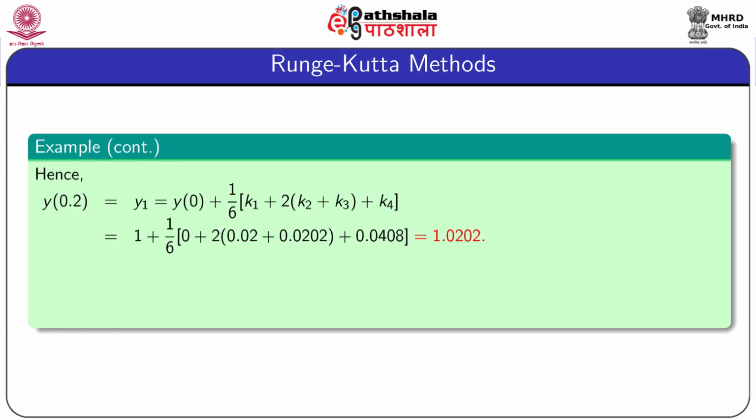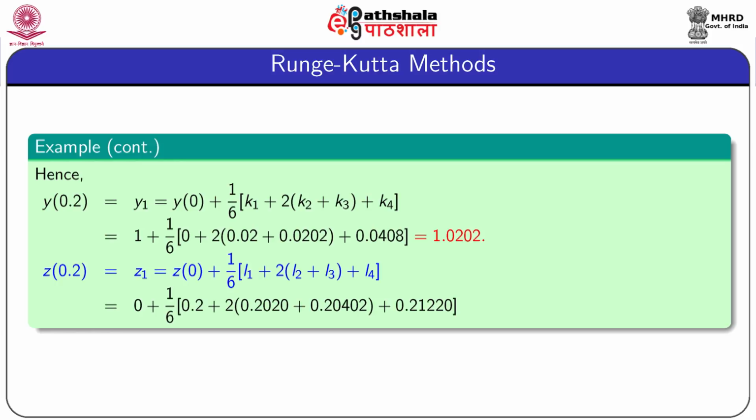So, this is the value of y at x equal to 0.2, and similarly z at 0.2, which is equal to z1 equal to z at 0 plus 1 by 6 into L1 plus 2 into L2 plus L3 plus L4. After substituting the values of L1, L2, L3, L4 and the value of z0, the expression is this expression. After simplification it is equal to 0.20404.